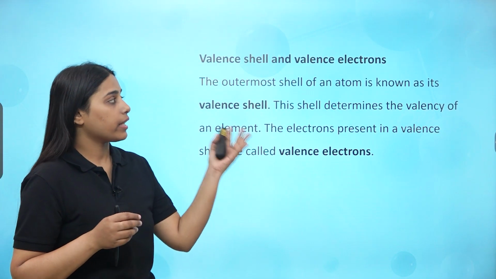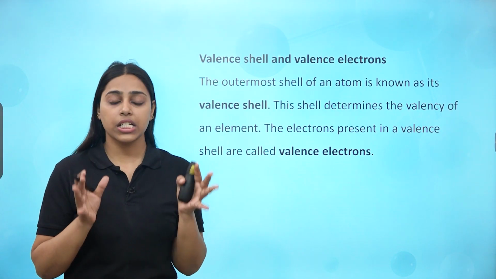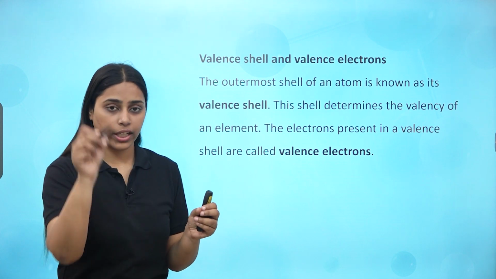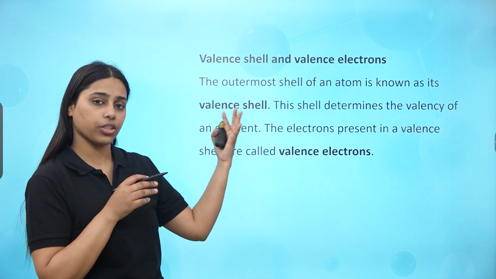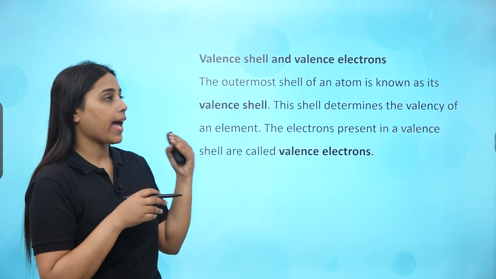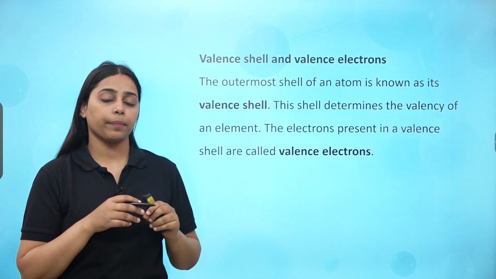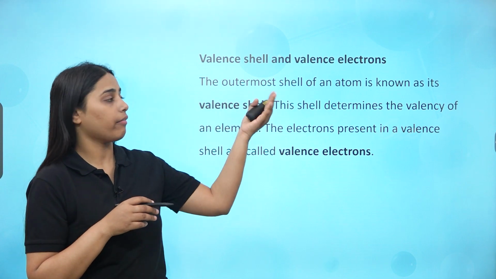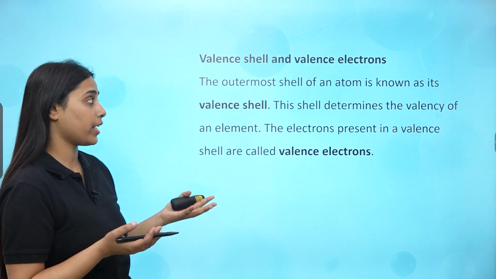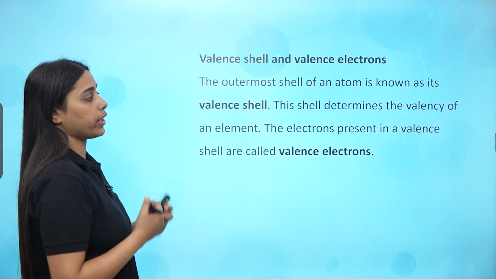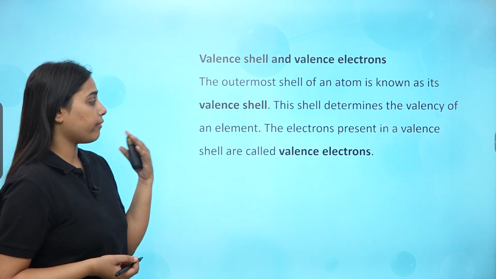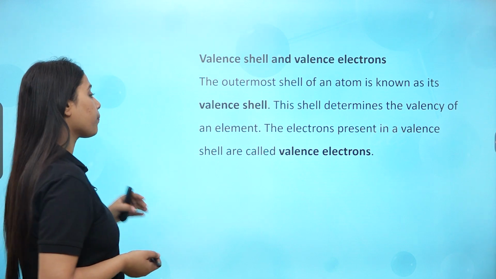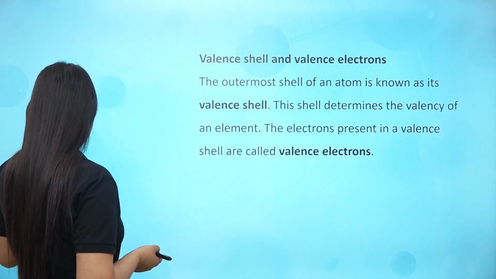Now, valence shell and valence electrons. The last shell of an atom, where you draw concentric rings, is the valence shell, the outermost shell. The number of electrons present in that shell becomes the valence electrons, or the last shell electrons, or outermost shell electrons. These outermost shell electrons also determine the valency of the element. How does it determine the valency?